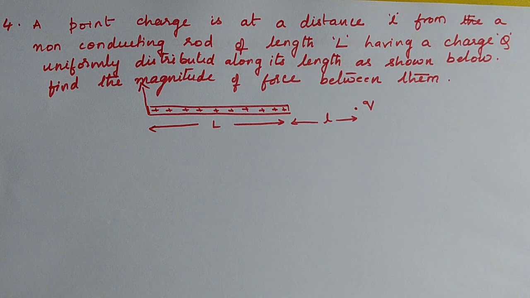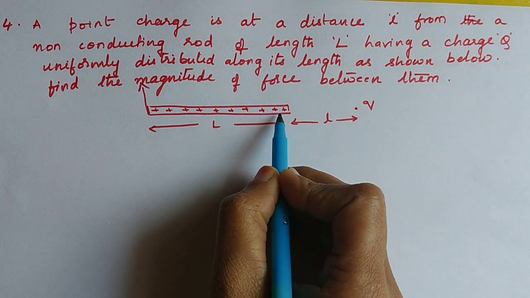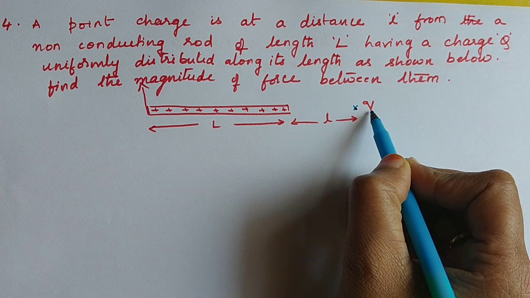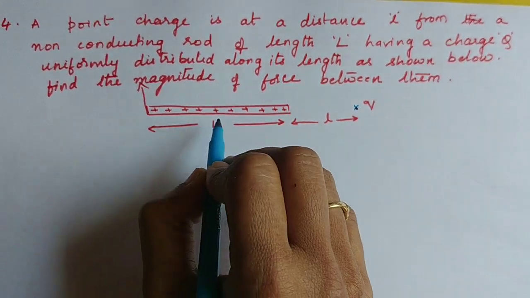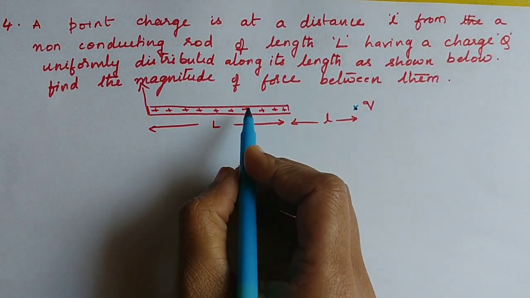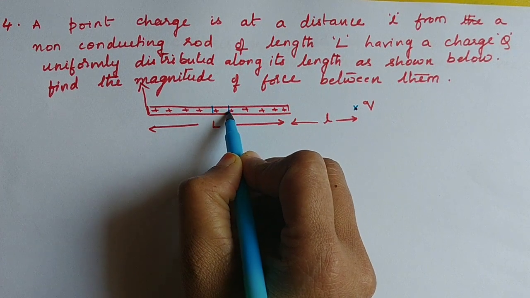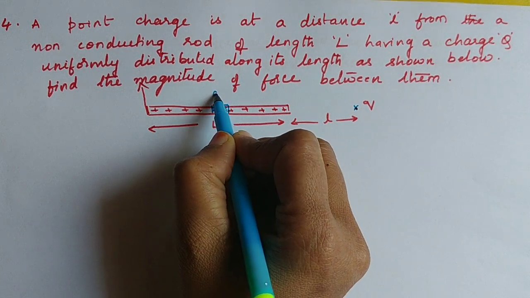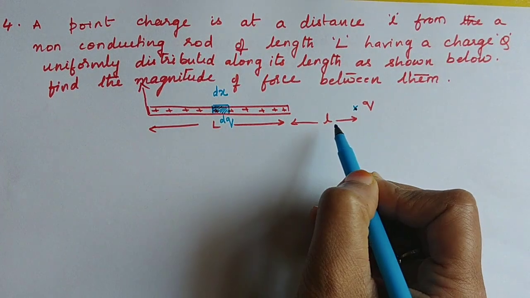Now in this question, we have a linear charge distribution. That means charge is distributed throughout the length of a substance or a body. And you need to find the force experienced by this charge Q and all the remaining charges. For such type of continuous charge distribution, we need to use integration method. So for that, first select a small element of this conductor whose length is dx and the charge on it is dq.